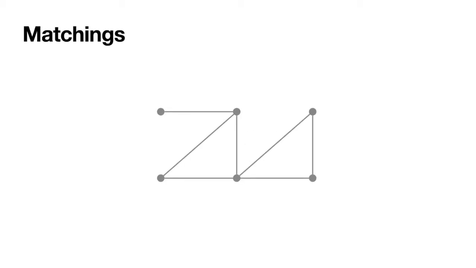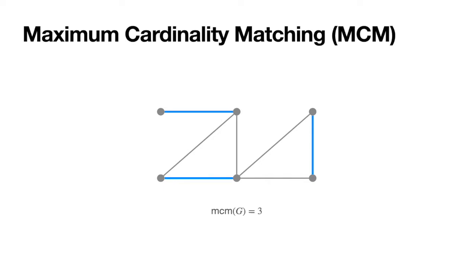Let me start with some basic definitions. A matching is a set of vertex disjoint edges, as depicted here in blue. A maximum cardinality matching is, as the name suggests, a matching of maximum size. In this graph, the maximum cardinality matching is the one depicted, which has size 3. I'll use the notation MCM of G to denote the size of the maximum cardinality matching of G.